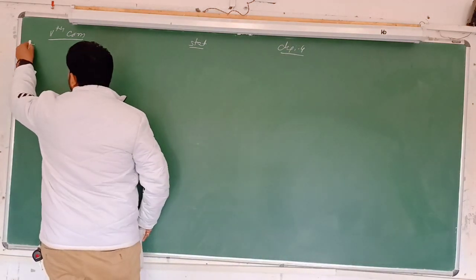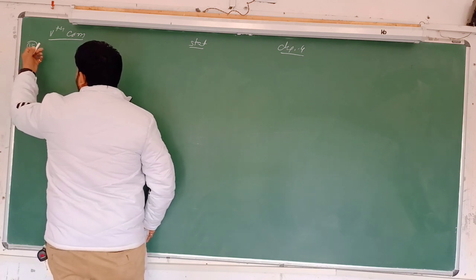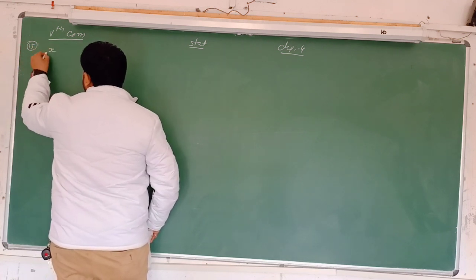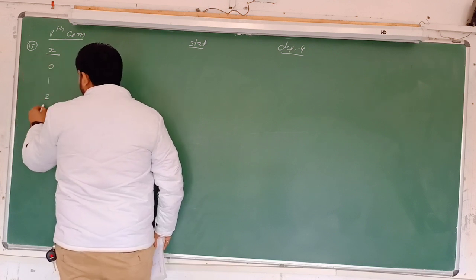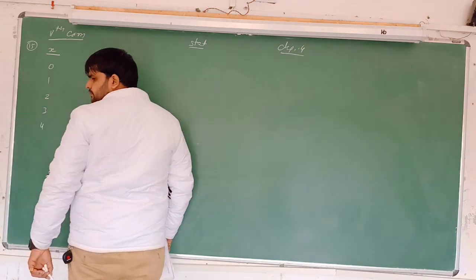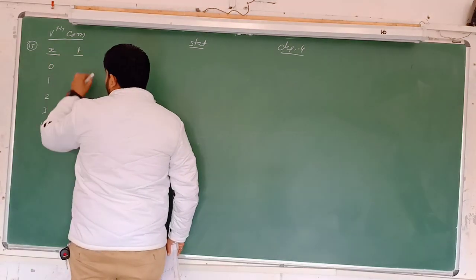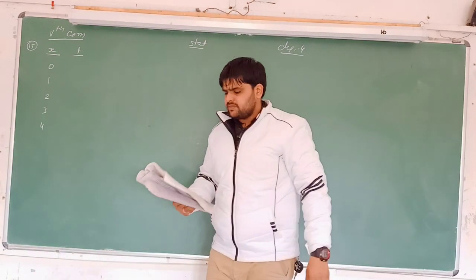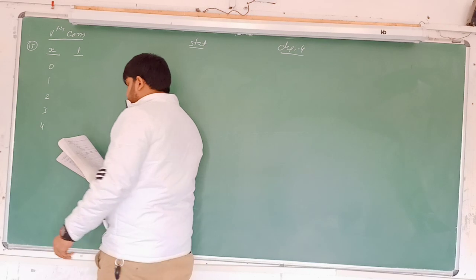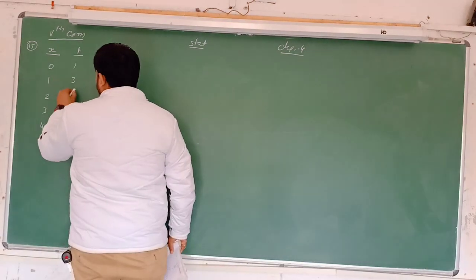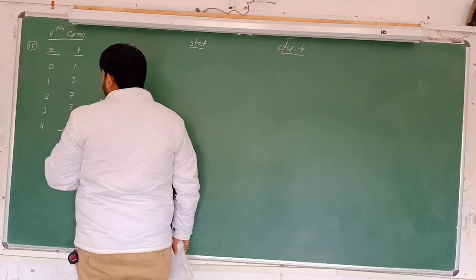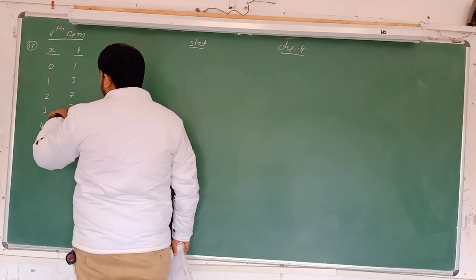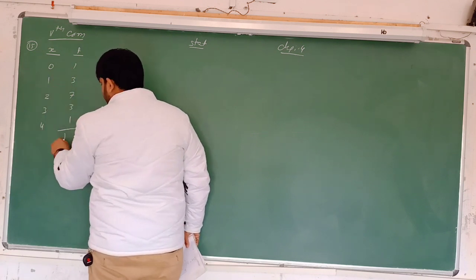So first is given, that is X. What is X? 0, 1, 2, 3 and 4. The frequency F is 1, 3, 7, 3, 1. What is the total? 7, 10, 13, 14, 15. Good.